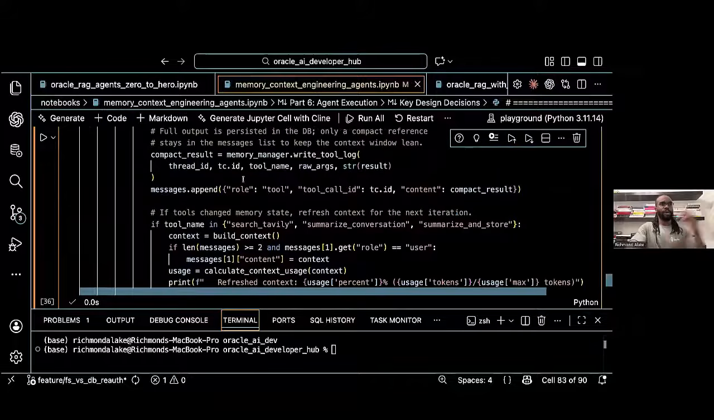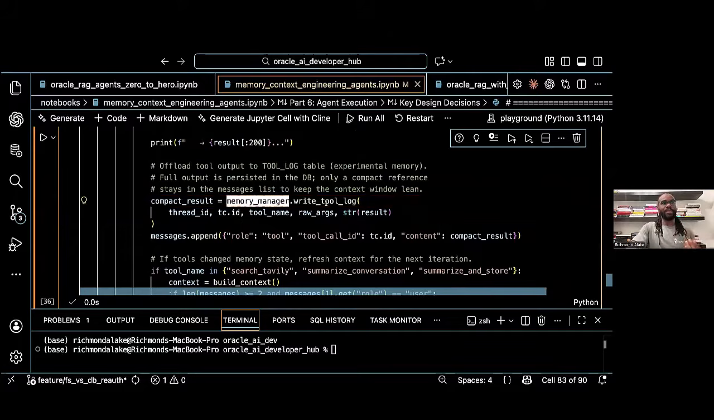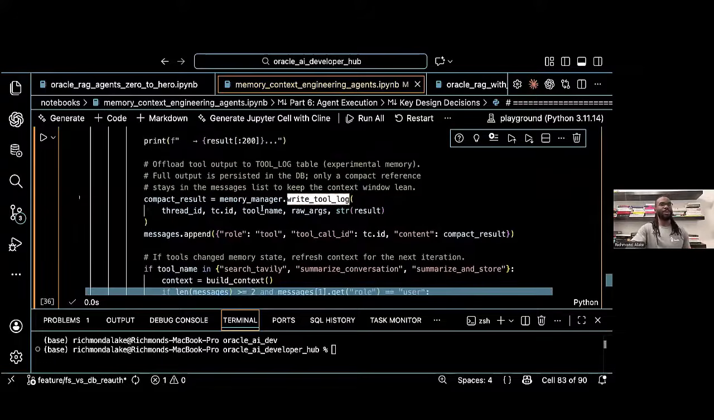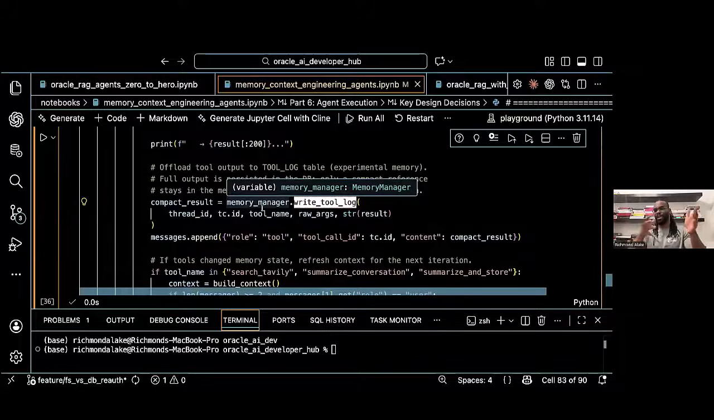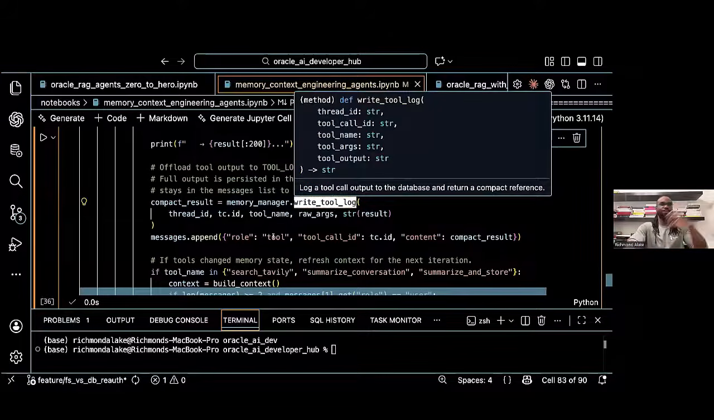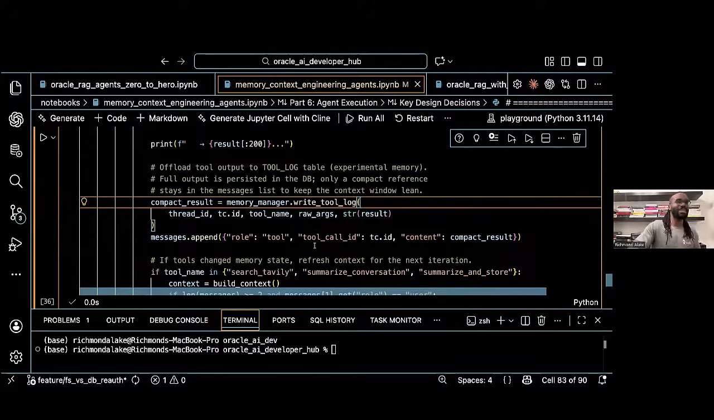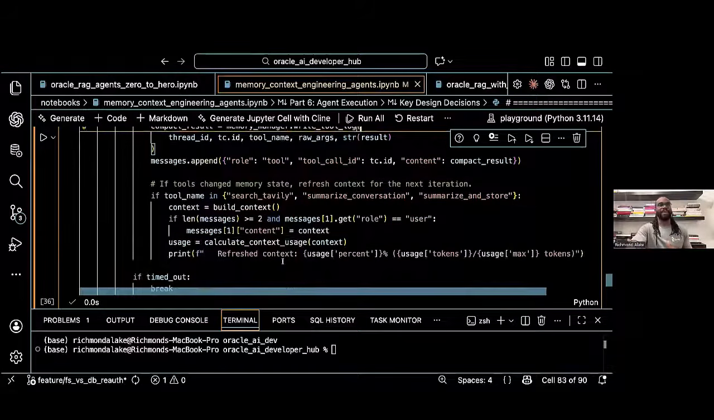If you go through this notebook, there are ways we offload memory. For example, the memory manager can write information into the tool logs, and that means when our agent calls tools, we don't have to pass in all the information in every single iteration of the context window. That's going to be a lot of information, right? So we're extracting the tool logs, passing them into the database, and we can retrieve them when we need them. And this is context offloading in a sense.